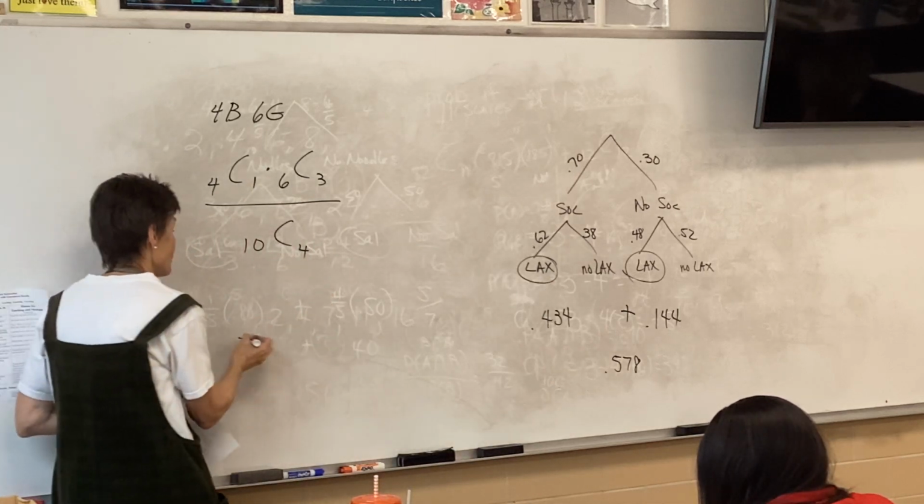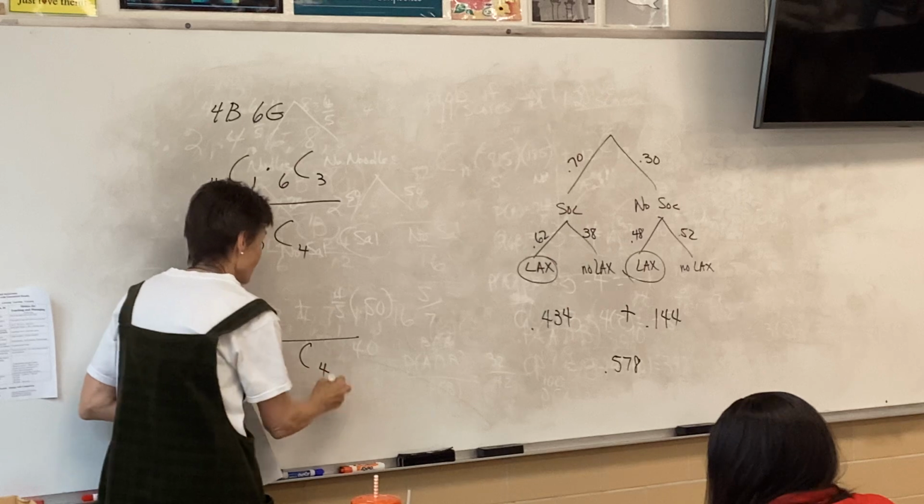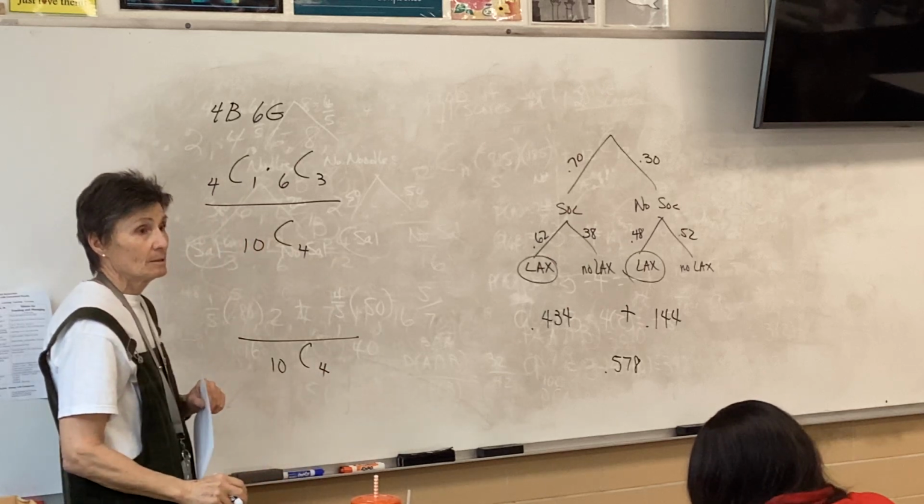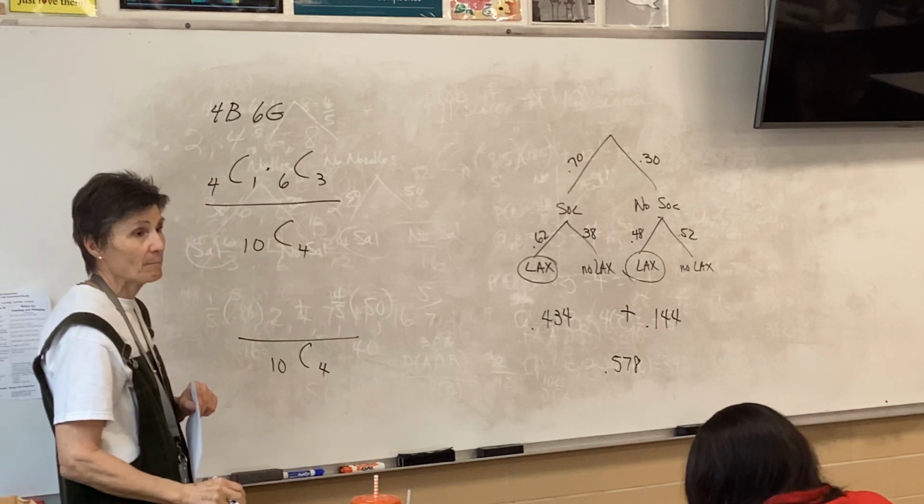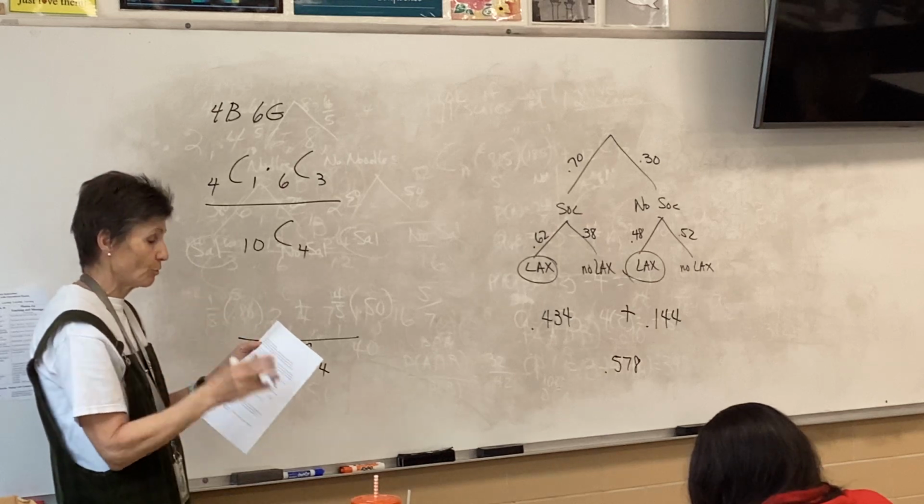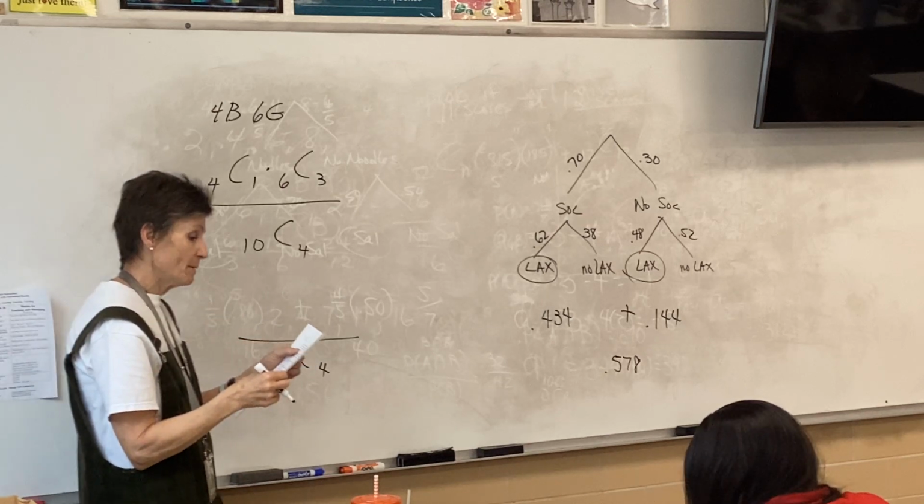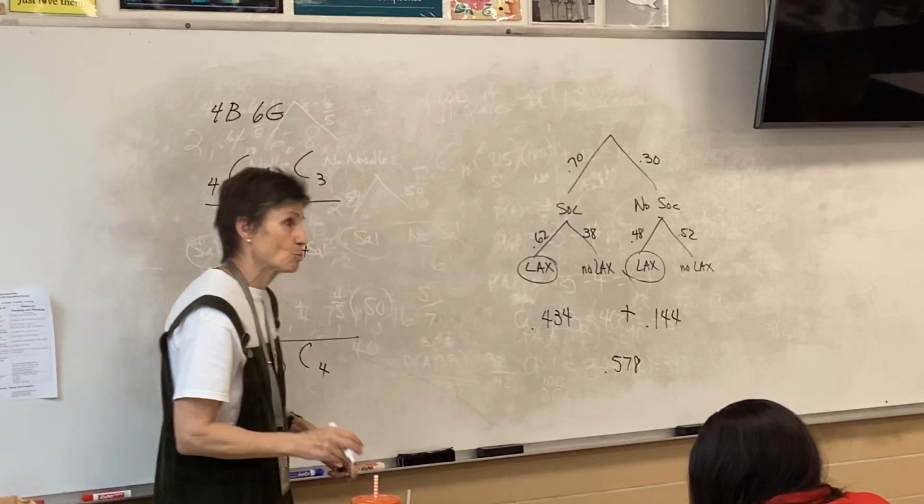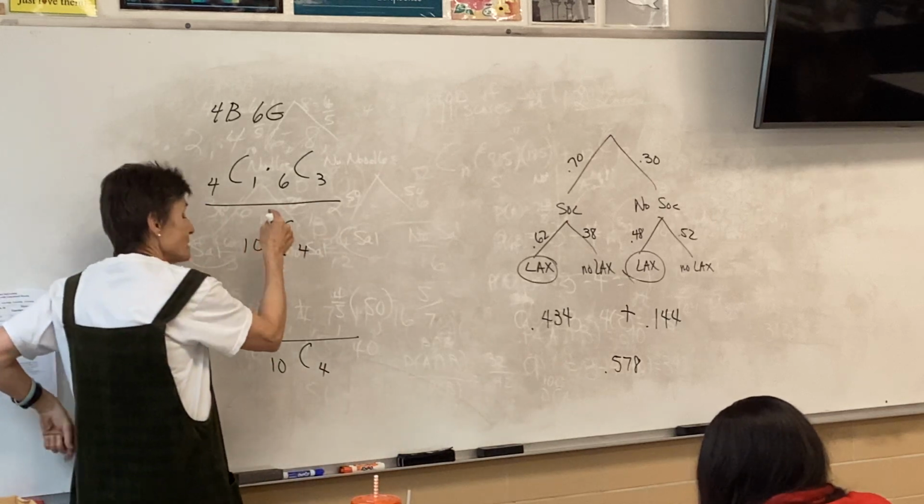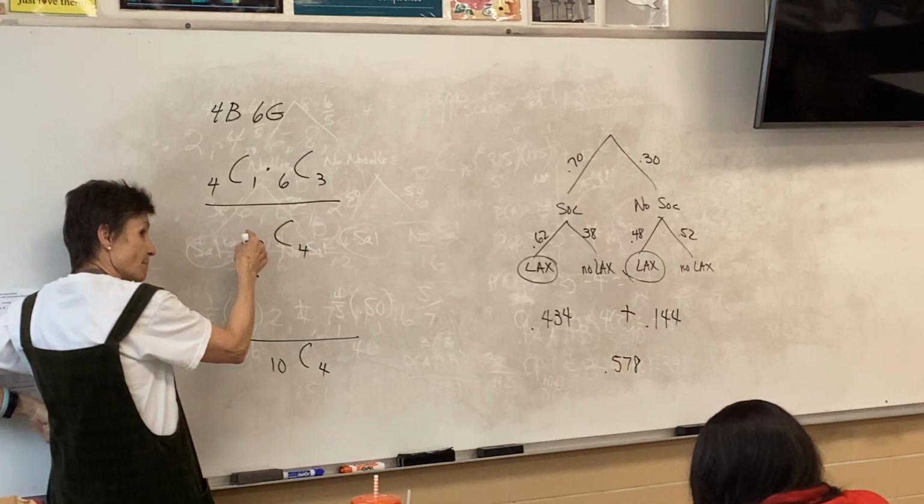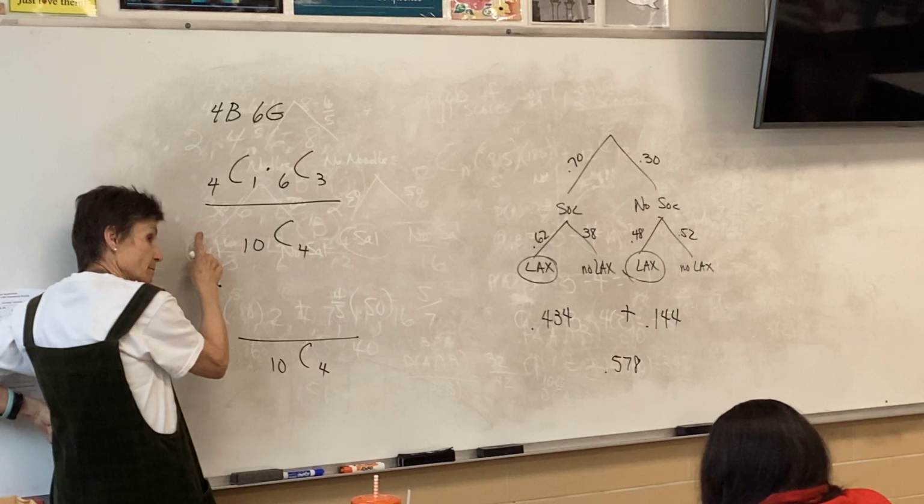Still choosing 4 students. So guess what? My denominator is still that. My denominator is going to be that every time I pick 4 kids from this group. What is the probability I'll get at least 1 boy? Okay, now what was this? This was exactly 1 boy.